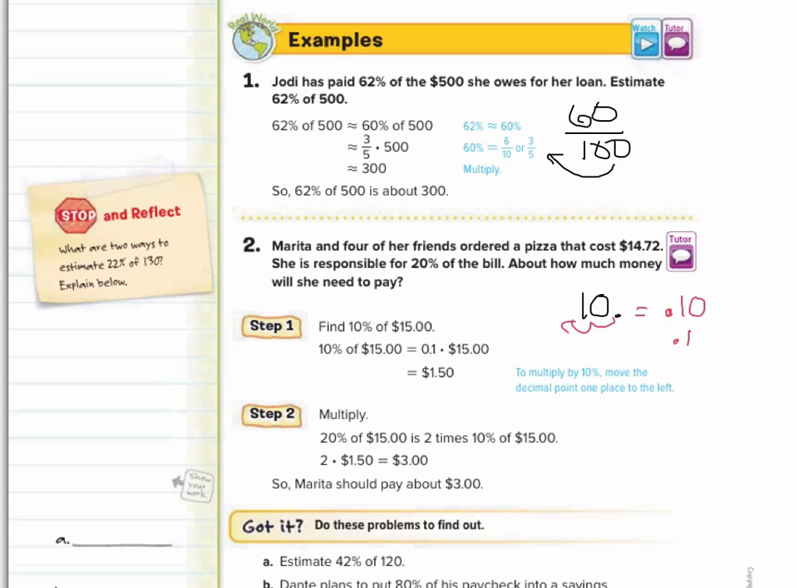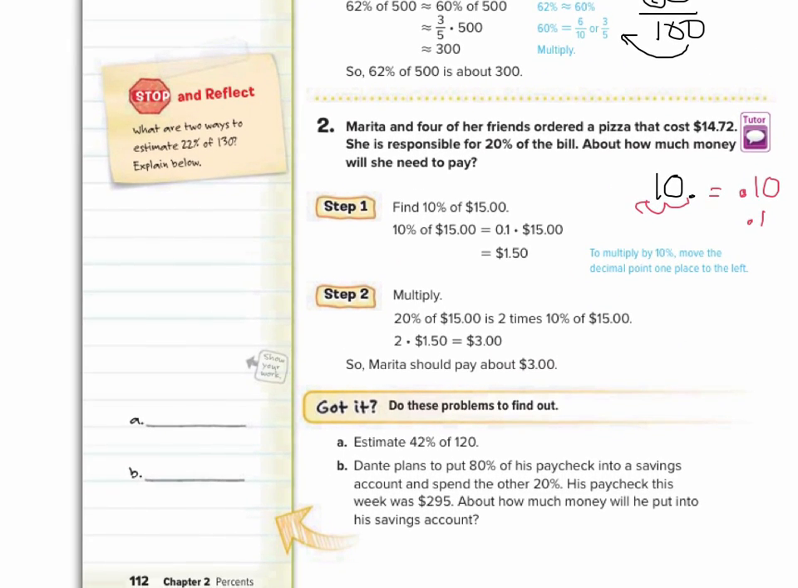So to summarize all of that, finding 10% of 15 first, $1.50. Then 2 times 10% is 20%, so 2 times $1.50 is $3. And as we go over these examples and the got it questions, hopefully this will all make more sense.